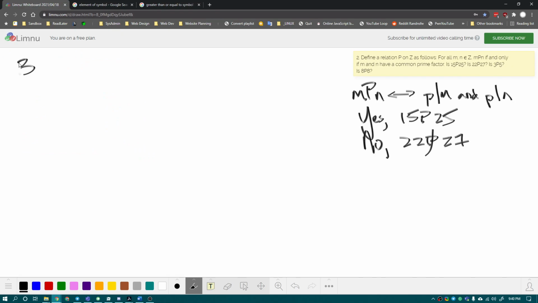And now we're asking if 3 relates to 5 through P. Arena, what would you do with this problem? So it can't be factored. Correct. And they don't share any common prime factors. So what is the answer? So no, 3 is not related to 5 through P. Perfect. Good job.